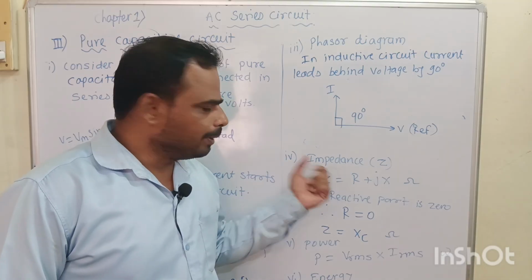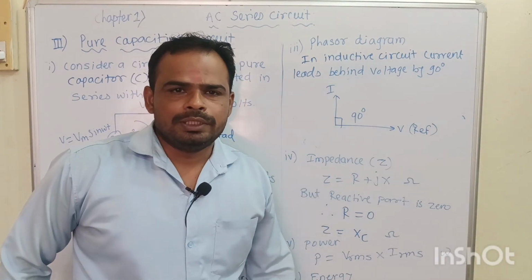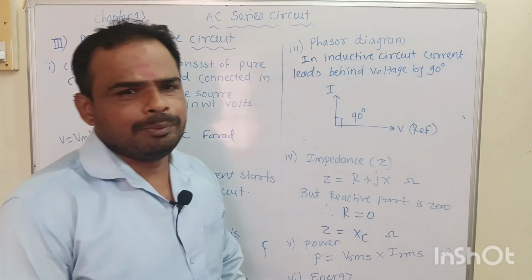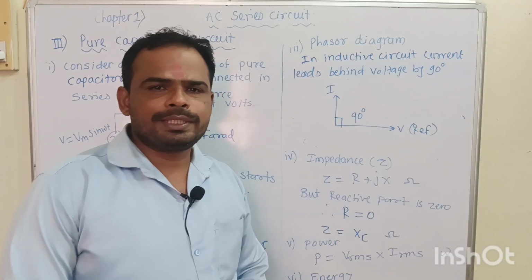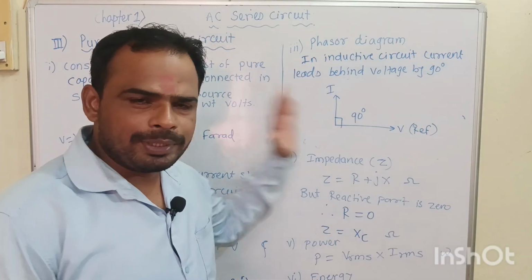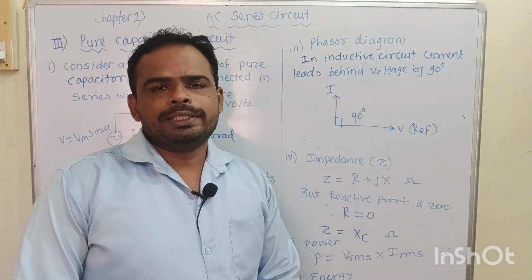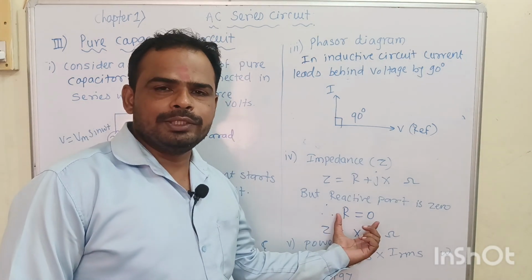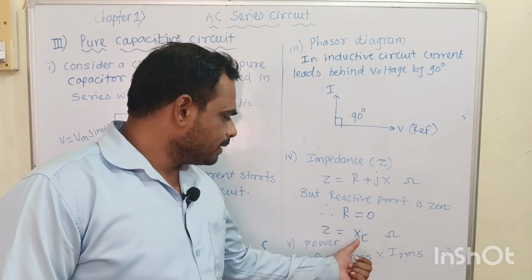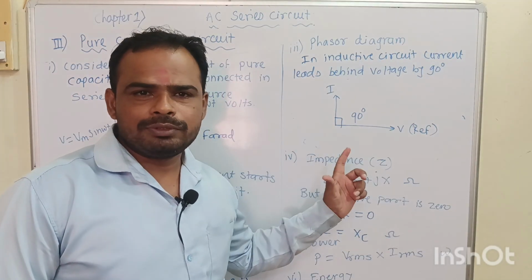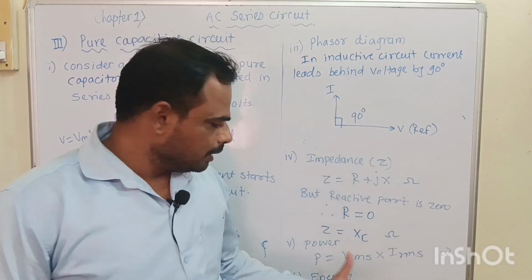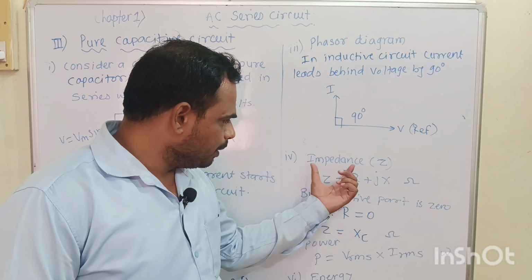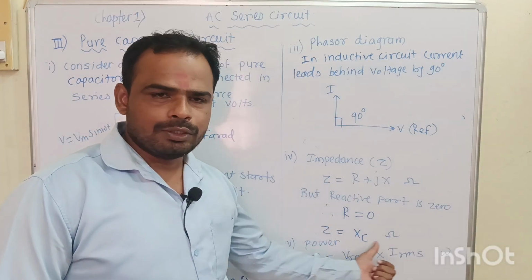Now we will see the impedance. In previous circuits we studied that impedance is a combination of resistance and reactance, but in a pure capacitive circuit the resistive part is 0 or negligible, so we take R as 0 and Z as XC. In a pure capacitive circuit, the value of impedance is XC ohm.